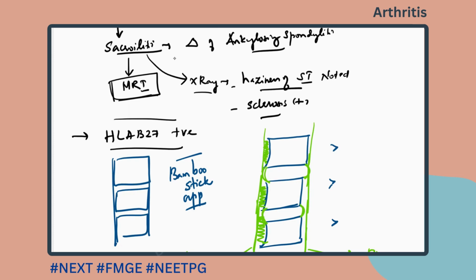There is another kind of spine called as rugger jersey spine, which is seen in renal osteodystrophy.